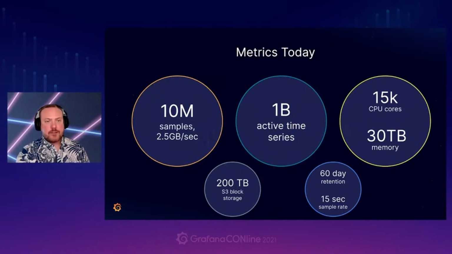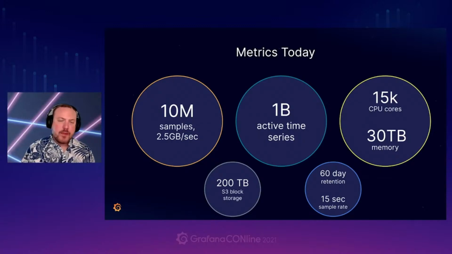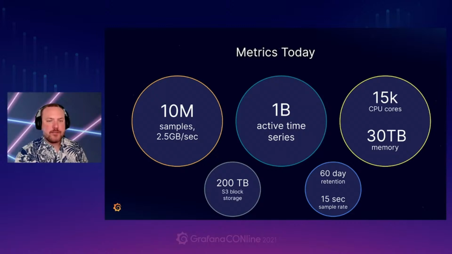Today, Cortex and Grafana Enterprise Metrics at Robinhood is handling about 10 million samples per second. That's about 2.5 gigabytes per second of metrics write traffic hitting the load balancers that front Cortex. That's about 1 billion simultaneously active time series. And we're running this on a cluster of Kubernetes resources with combined about 15,000 CPU cores and 30 terabytes of memory. All of this is backed by a 200 terabyte S3 bucket that we use for long-term storage and persistence.